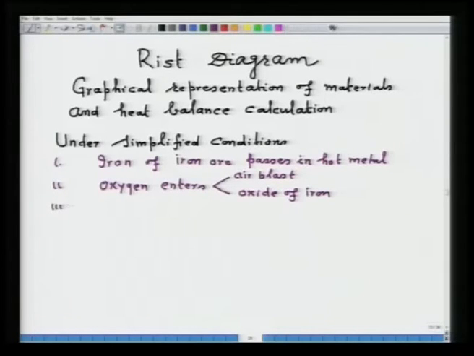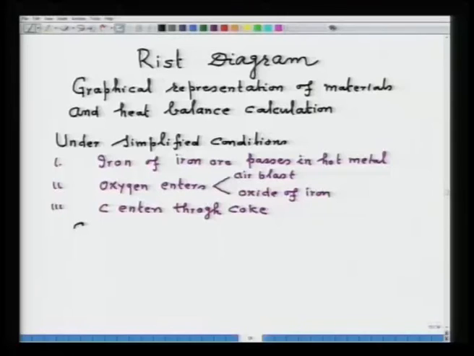Third, carbon enters through coke. The other sources, like carbon entering from calcium carbonate and MgCO3, we will keep in mind for a later stage. So, under this simplified assumption, what can we say now? Consider 1 mole of iron.